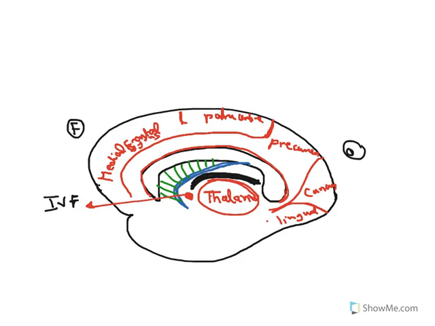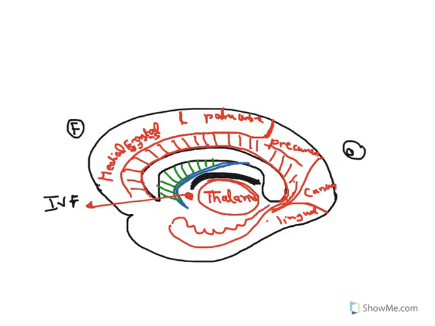And of course, you know, this area here is the cingulate gyrus, or the limbic lobe of the brain, which is continuous below the splenium with a structure called the hippocampus. This structure, as we mentioned, is part of the parahippocampal gyrus on the inferior surface of the brain.